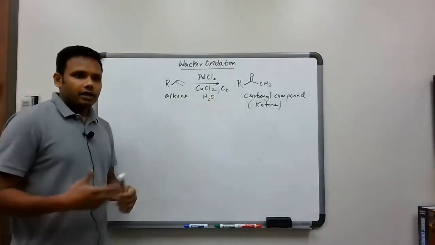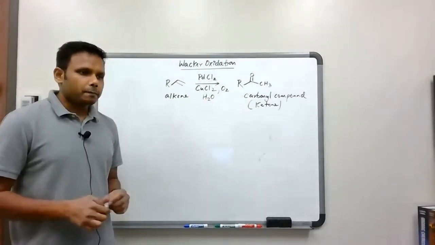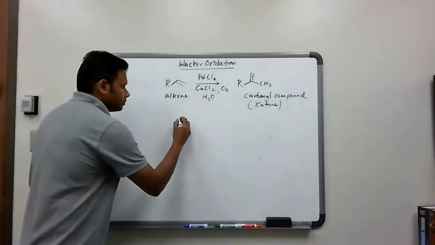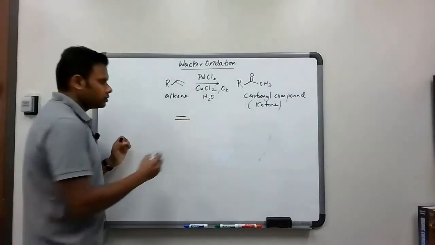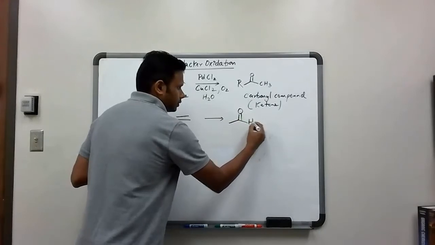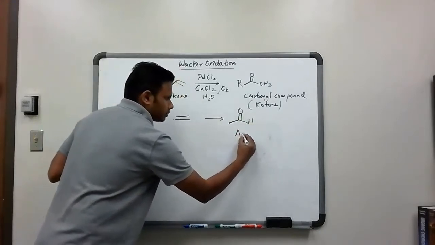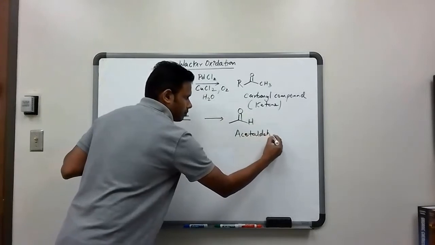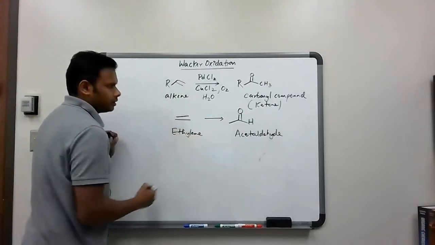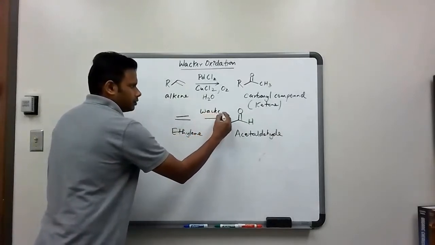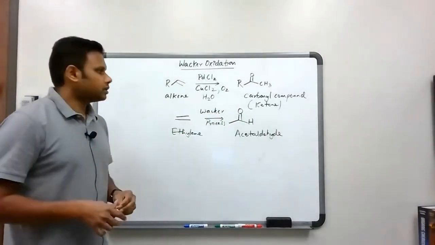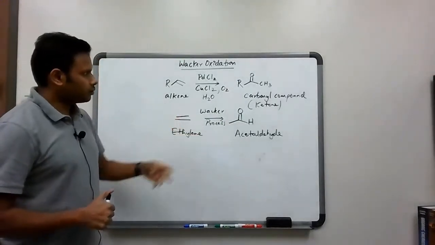Now, like I mentioned, this was one of the first organometallic reactions to be applied industrially. So what this was used for is converting ethylene into acetaldehyde. So you could make acetaldehyde from ethylene using the Wacker process. Okay, so that was the big industrial application of this reaction, the Wacker oxidation.